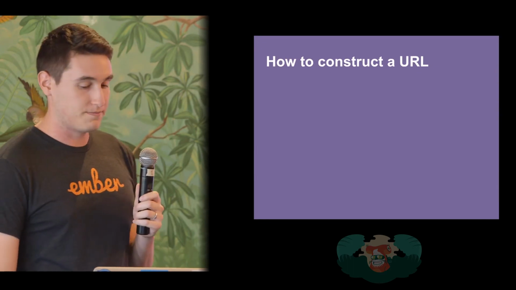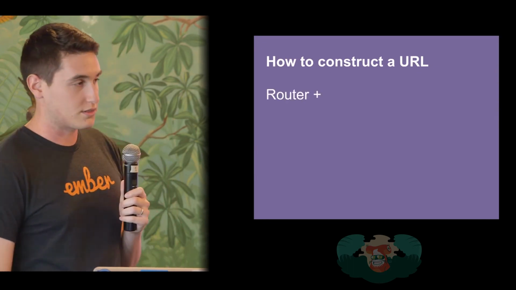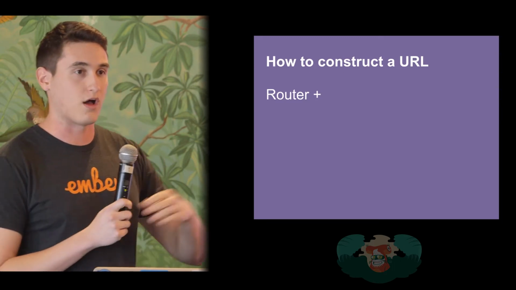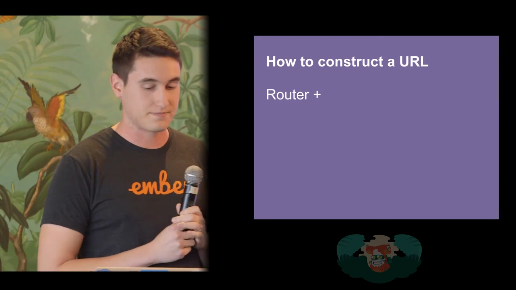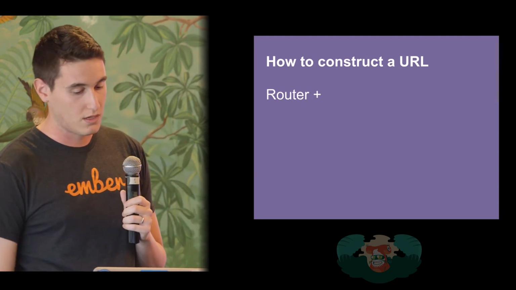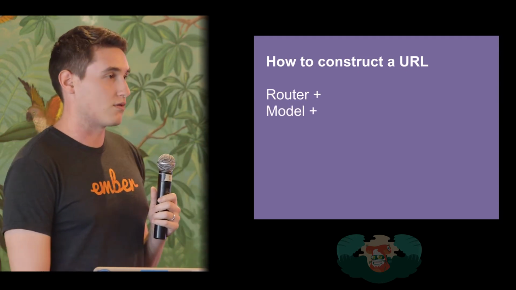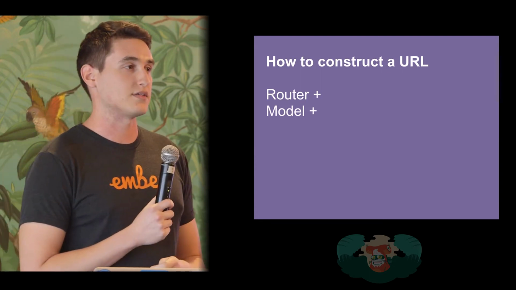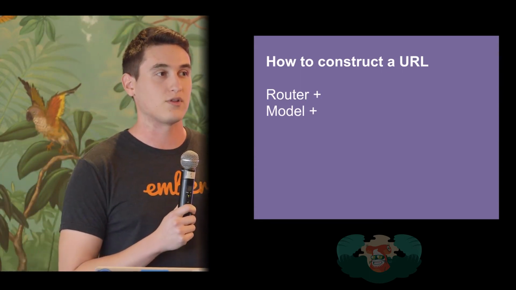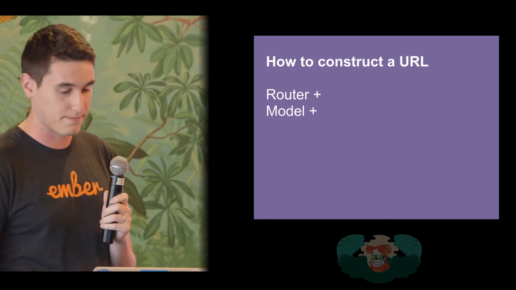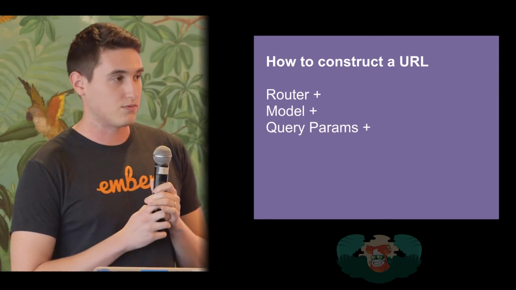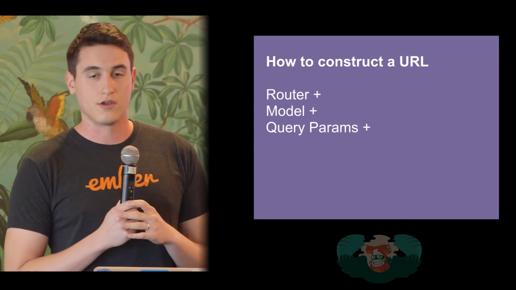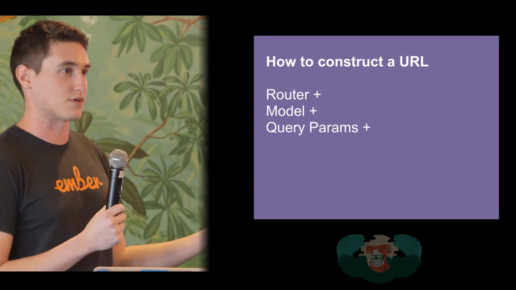So the first thing you need is the URL path as defined in the router. So in your router map, you would define something like this.route blog, and then give it a path. Next, you need a model. You don't always need a model, but in the case of a route that has a dynamic segment, you'll need a model to populate those dynamic portions of the URL. Then you also need a query params object in case your route needs query parameters. You know, all the stuff that comes after the question mark in the URLs.